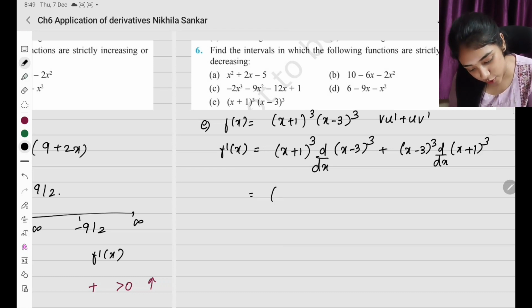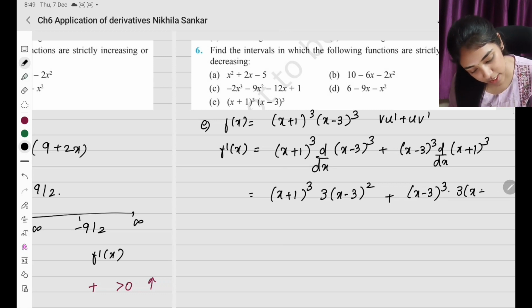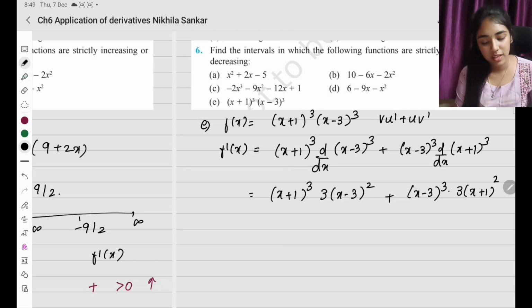So this is going to be x plus 1 the whole cube times, this becomes 3 times x minus 3 the whole square times 1. X minus 3 is the function, differentiate it, 1. Plus what is this going to be? X minus 3 the whole cube times 3 times x plus 1 the whole square. The power gets reduced by 1.